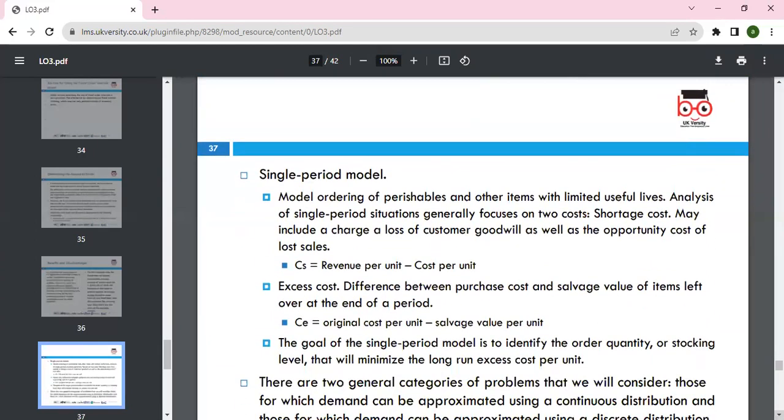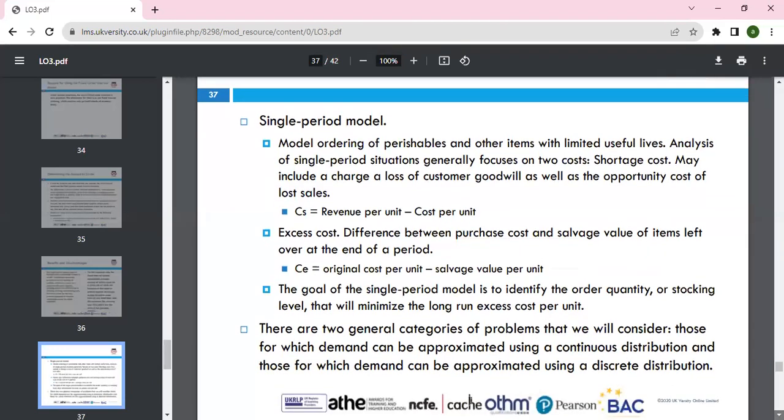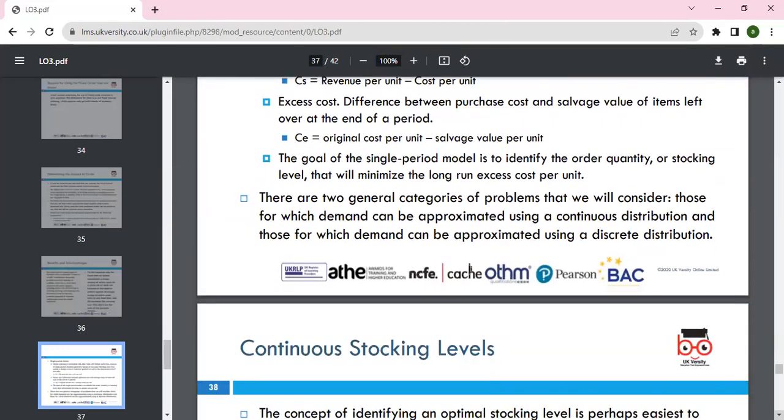Then the single period model is the model for ordering perishables and items with limited useful lives. Analysis of the single period situation generally focuses on two costs: shortage costs, which include lost charges, goodwill, and opportunity costs, and excess costs. We look at the original cost per unit versus the salvage value, or the value drop, which for accounting purposes is called net realizable value, or at sales, whichever is lower, at which we record the inventories.